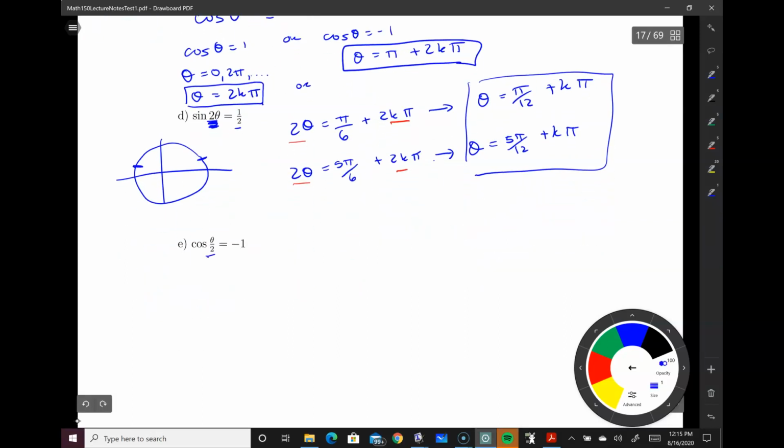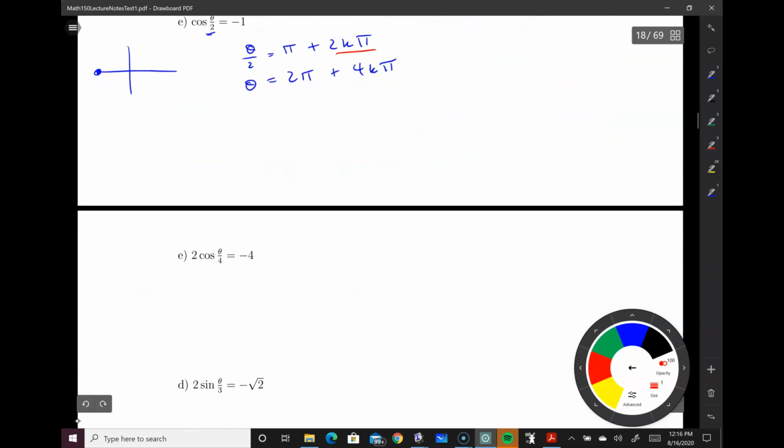So a little bit of a difference. So now it's divided by 2. So let's think about where this is. So cosine of theta is negative 1 is back here. So the angle theta over 2 will equal pi plus 2k pi. So only back here at pi. So multiplying here by 2, I'm going to get plus 4k pi. So again, make sure you add on this 2k pi before you finish solving for the angle.